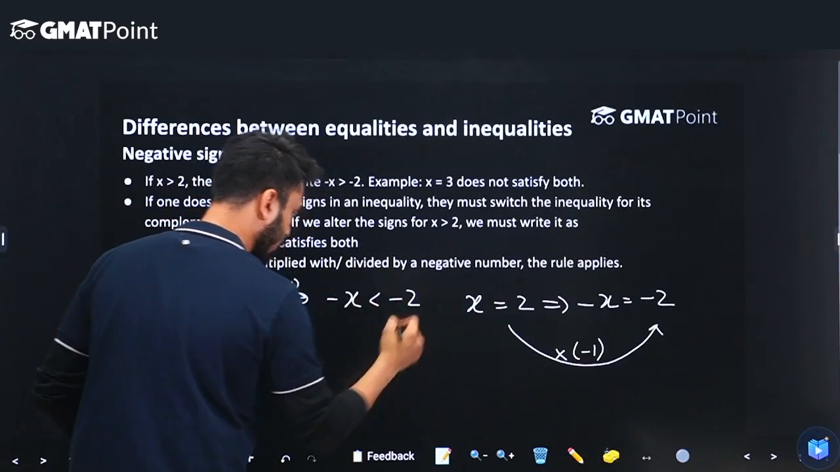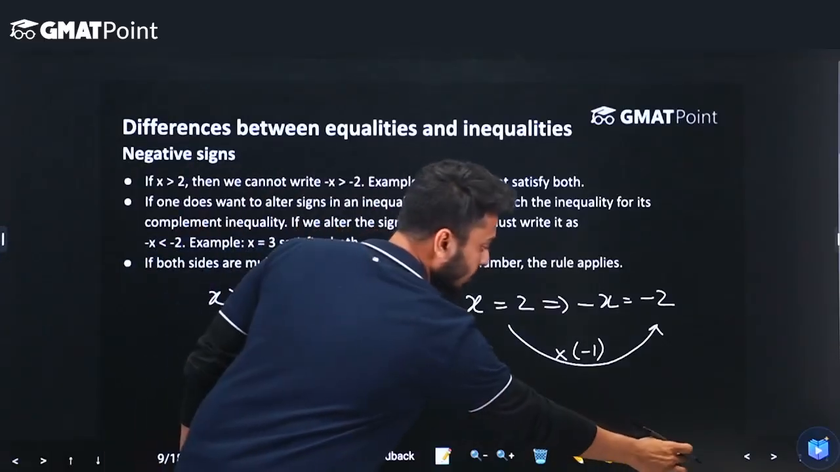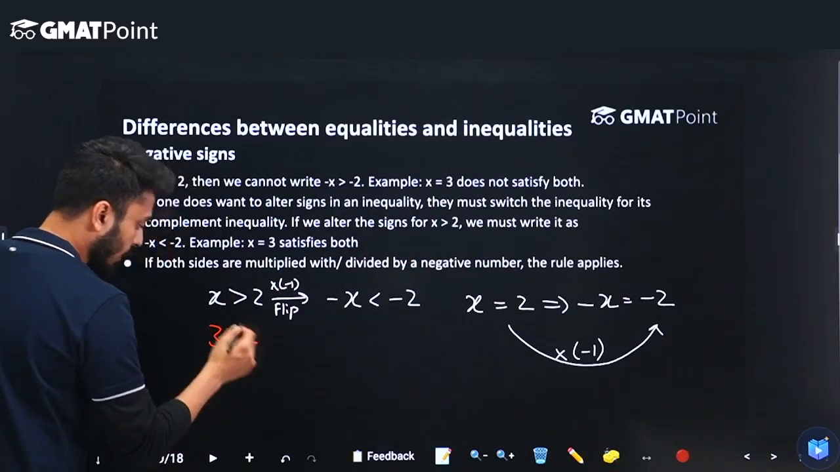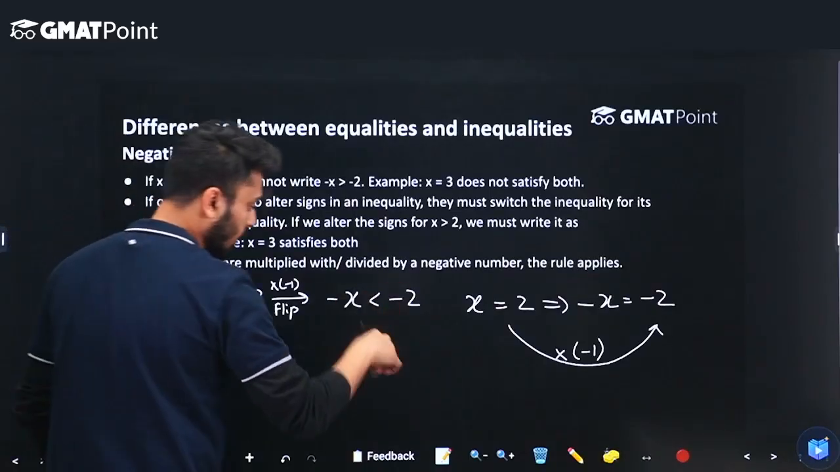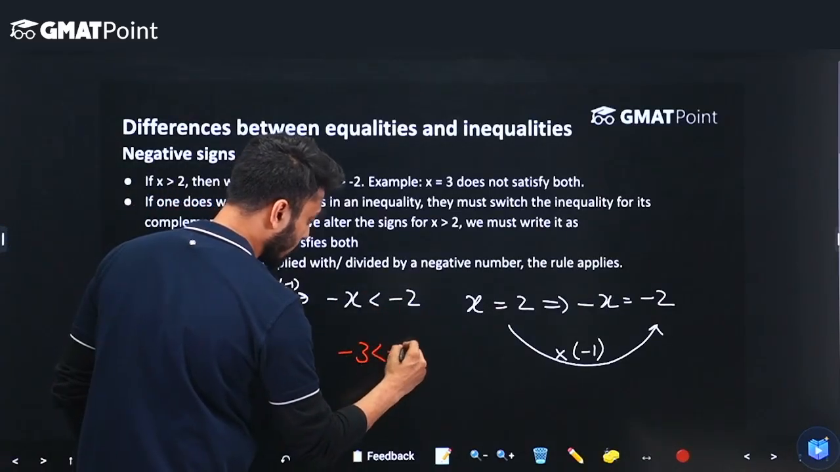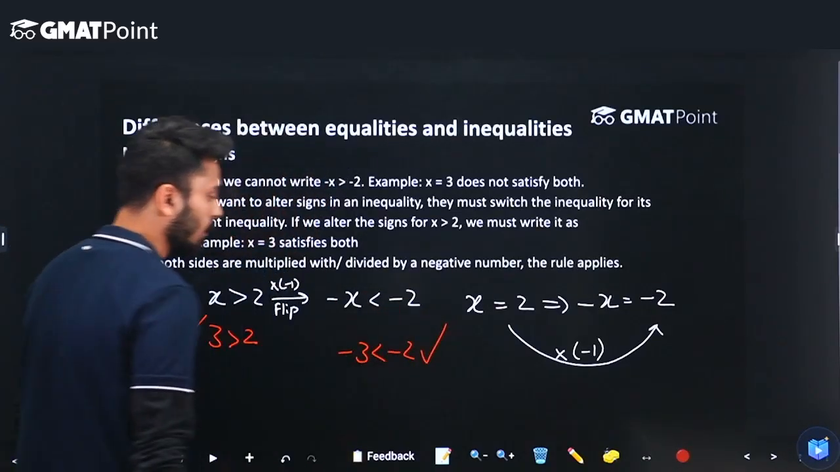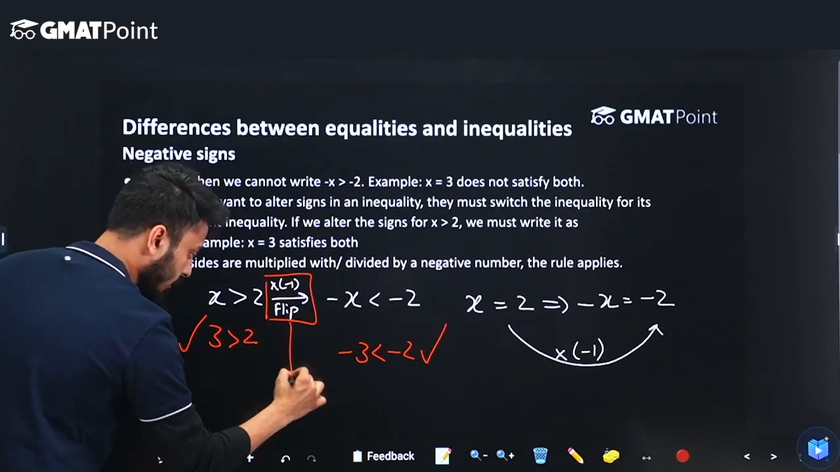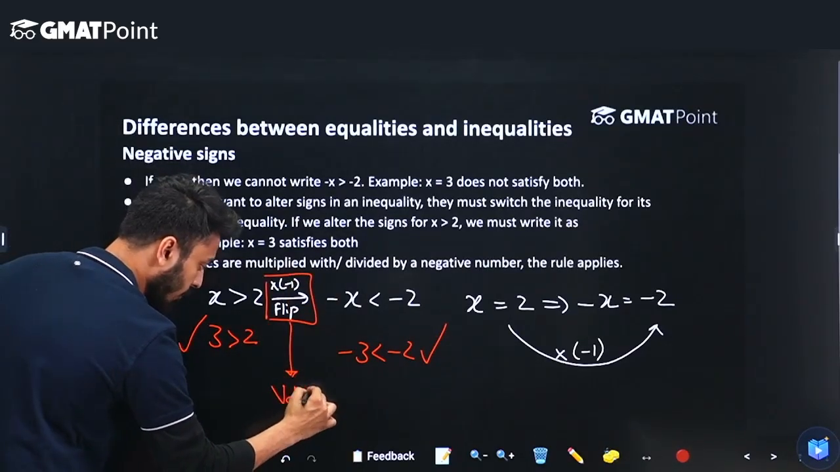less than minus 2. Again, testing it with x equals 3, I am left with 3 greater than 2 on the left hand side, which is valid. On this side, I have minus 3 is less than minus 2, which is also valid. So this tells me that my operation right here is completely valid.